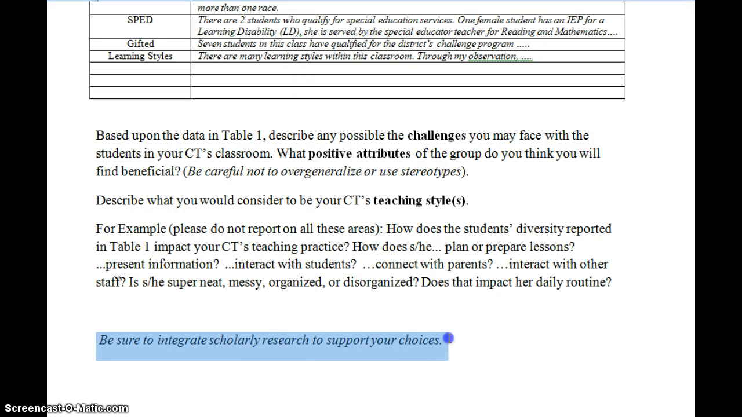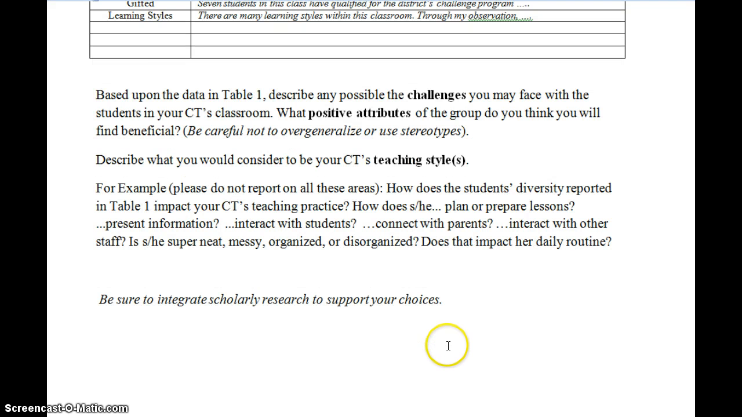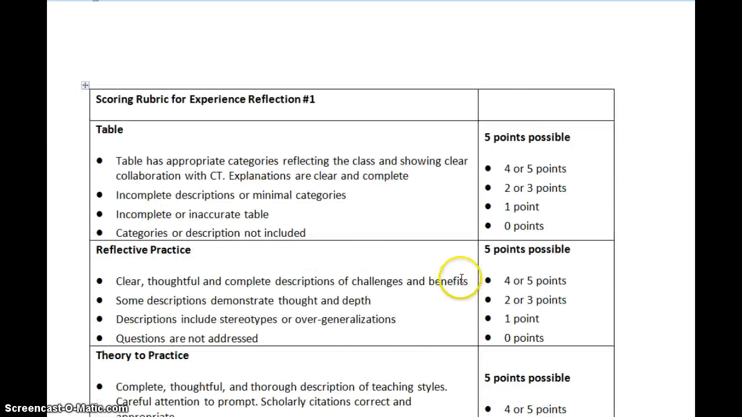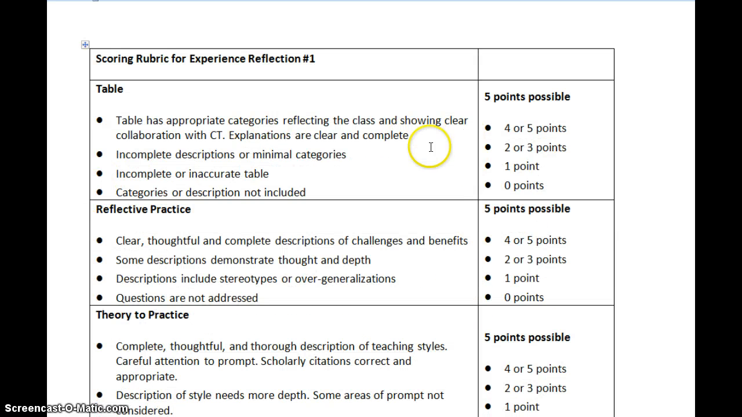This next part here is critical to the success of this assignment. When I said in the beginning that this is not just a reflection, you need to integrate scholarly research. You are a scholar and you have great resources at your disposal via the textbook that we have, as well as the library journals. So if your teacher does something, find some research that supports what he or she is doing. There's a reason that he or she is doing it. They may not know it's research-based, but I'd like for you to see if it is and try to support that.